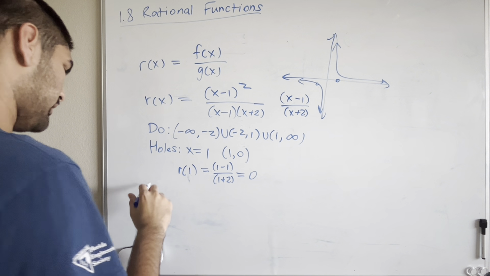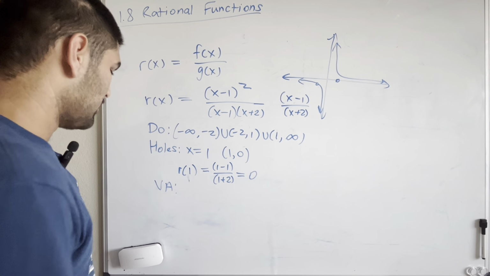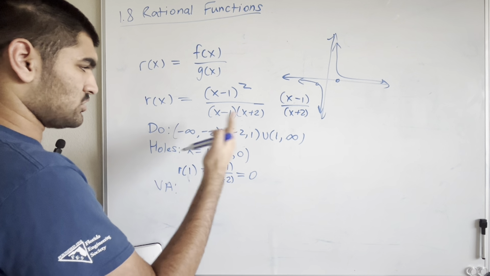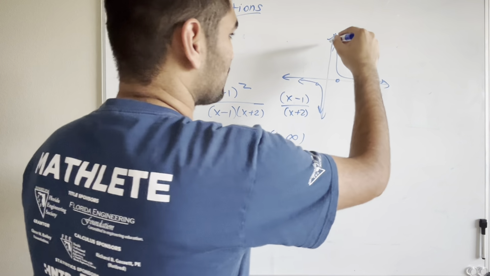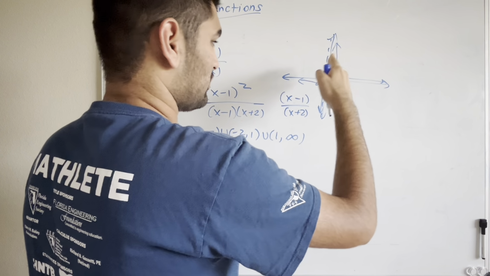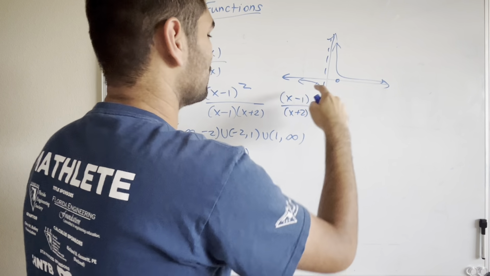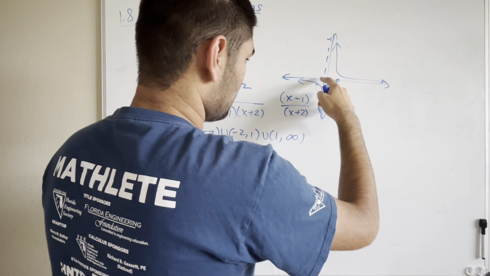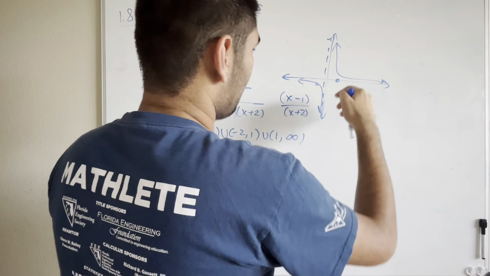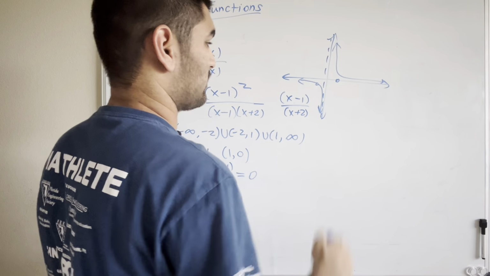Next, let's talk about vertical asymptotes, which I'm going to abbreviate as VA. Vertical asymptotes are basically just where the denominator is equal to 0. Graphically, it would look like a vertical line, and you wouldn't actually draw this on the graph, it's just an imaginary line that the graph approaches. Notice how as y gets more and more negative, the graph is approaching this vertical line, and as y approaches positive infinity, the graph is approaching the same vertical line.